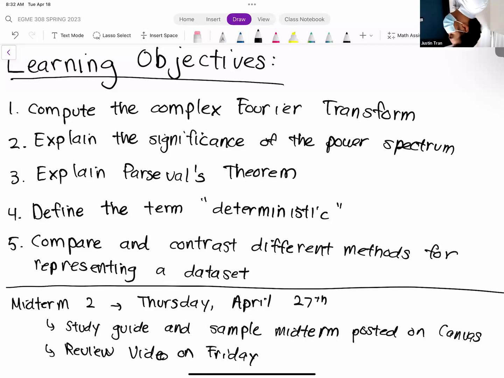Just like the first midterm, I plan on recording a review video. This is going to be outside the class, so that we can catch up and cover everything that we need to. I plan on recording it and posting it on Friday, so you'll have it for the weekend if you want to study, well before the midterm next Thursday.